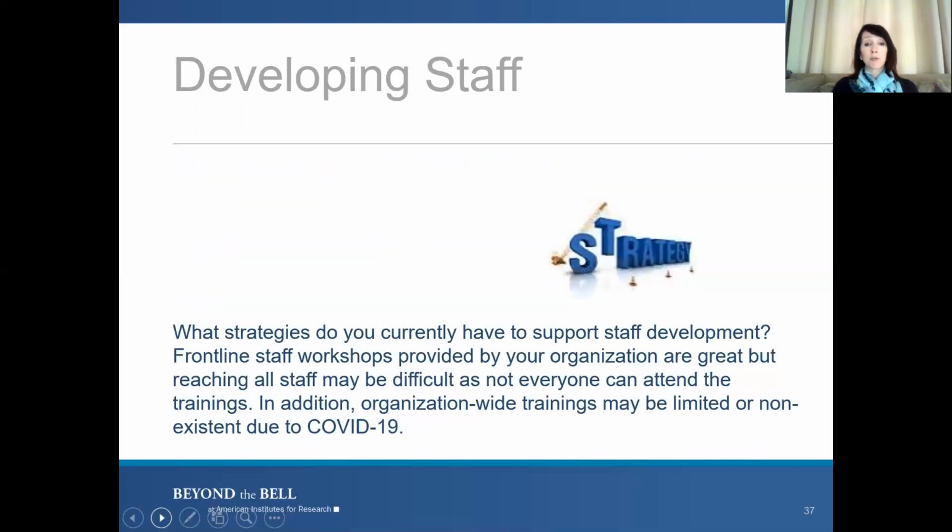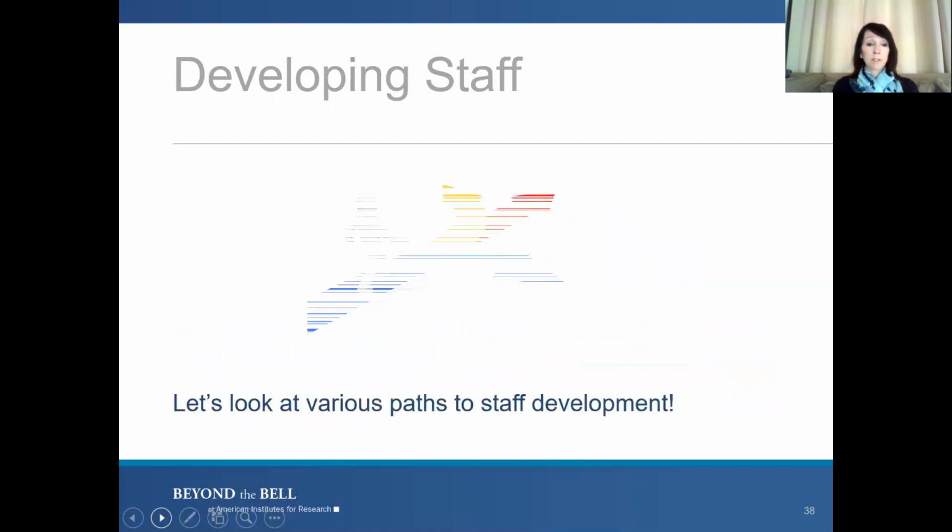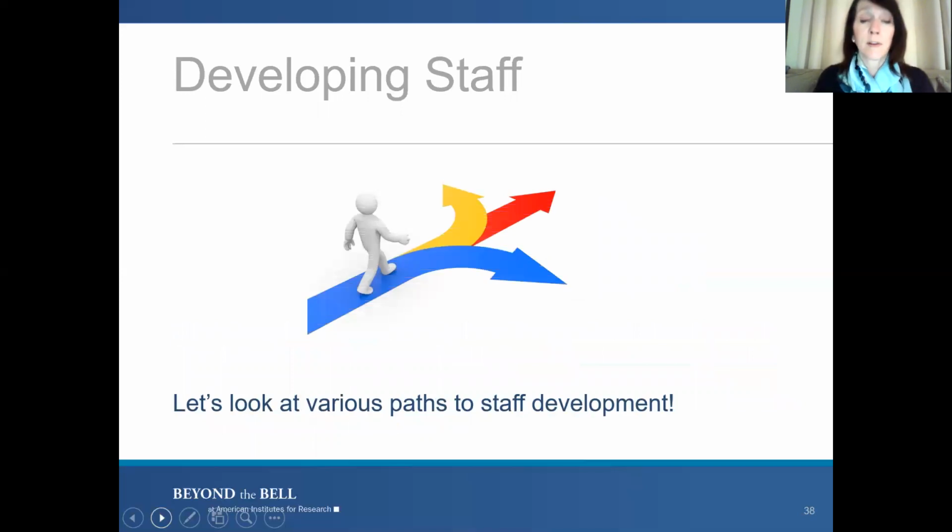So what strategies do you currently have to support staff development? Frontline staff workshops provided by your organization are great, but reaching all staff may be difficult as not everyone can attend the trainings. And in addition, organization-wide trainings may be limited or non-existent due to COVID-19. So let's look at various paths to staff development.